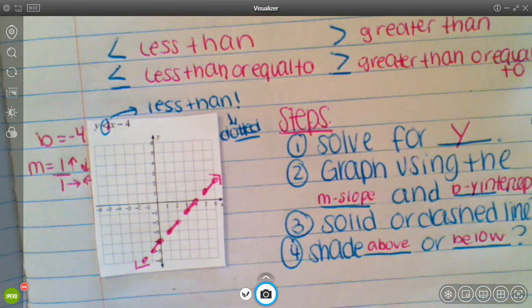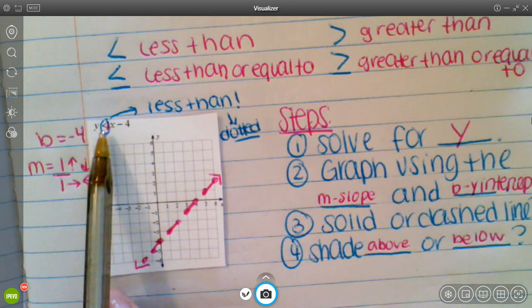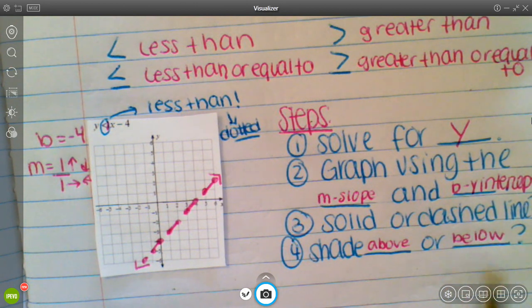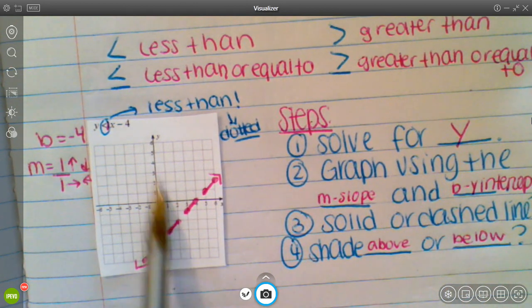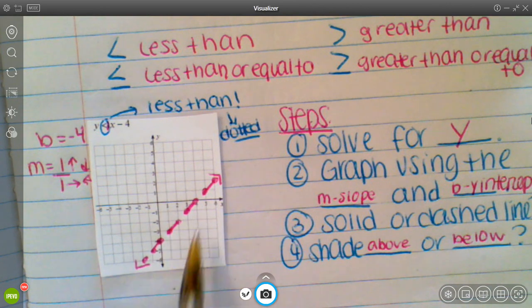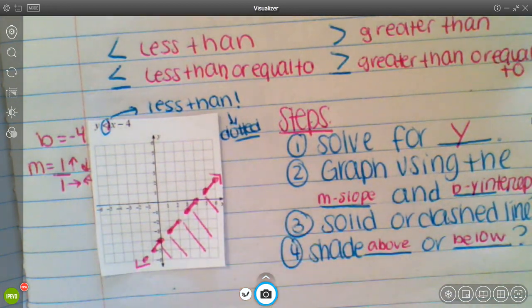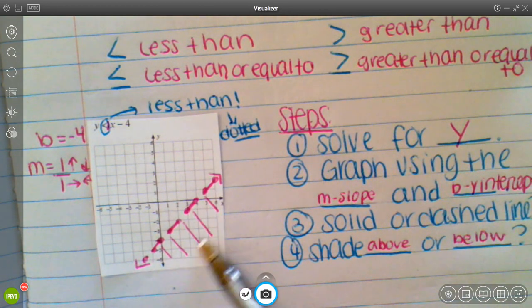Well, if this is less than, that means I'm going to want less than it. So do you think that's above or below? If it's less than, I would think then it's below that, right? I want below. So if I look at this line, do I shade up here or do I shade down here? I'm going to shade down because I want below. So I'm going to go like this and just put a couple markings on my paper. So what I'm saying is anything in here is a solution.